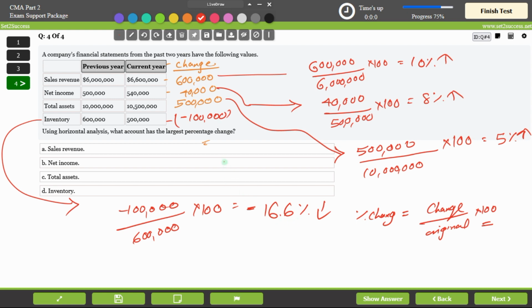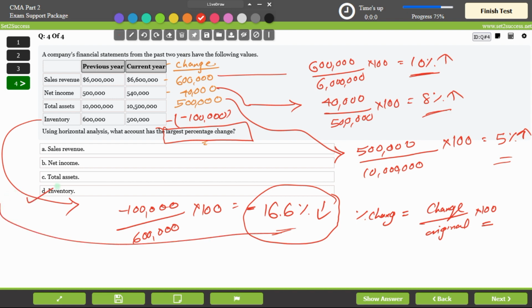So they are asking for the largest percentage change. The largest percentage change is 16.6%, which is downwards. So for sales revenue there was a 10% increase, for net income an 8% increase, and for total assets a 5% increase, but for inventory we have a 16.6% decrease. So this is the largest percentage change, that is inventory. This is the correct option.